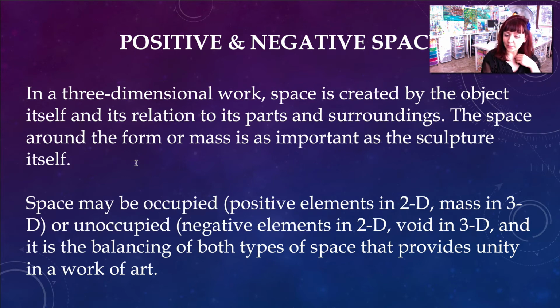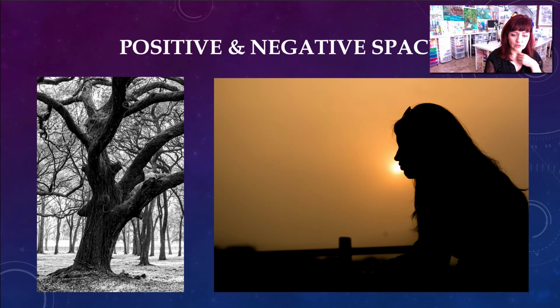Space may be occupied, positive elements in 2D, or we call it mass in 3D, or unoccupied, negative elements in 2D, or void, we call it in 3D. And it is the balancing of both types of space that provides unity in a work of art. So you always want to create that balance. Going back to the picture, you want to have a balanced space between positive and negative.